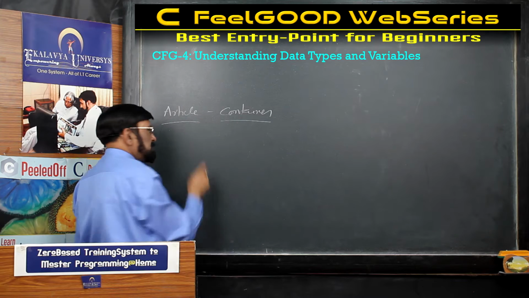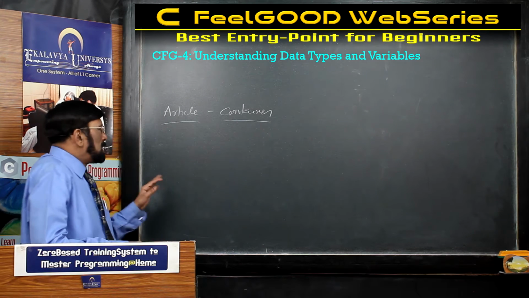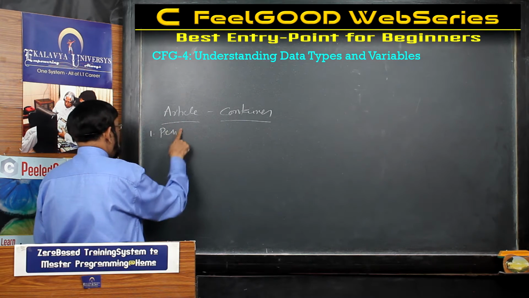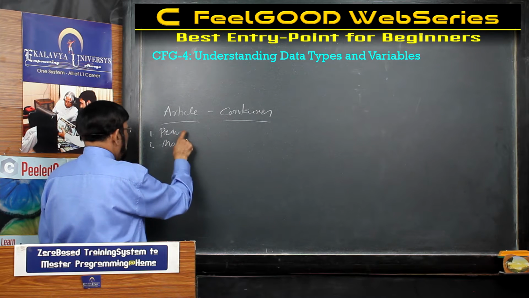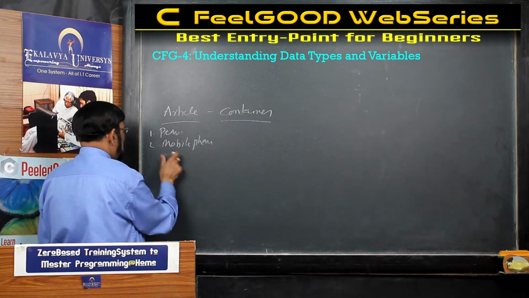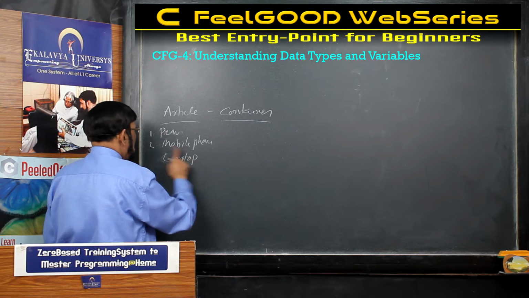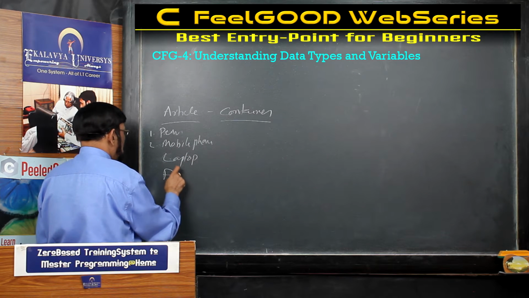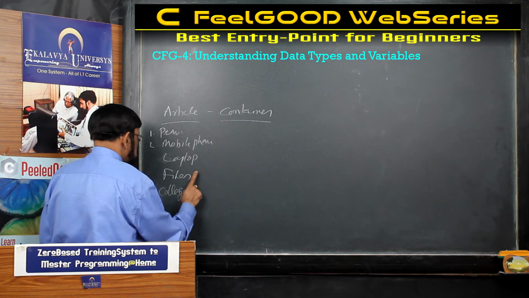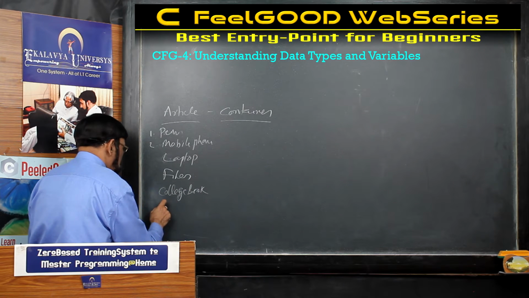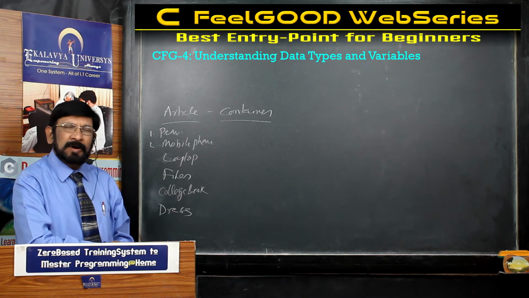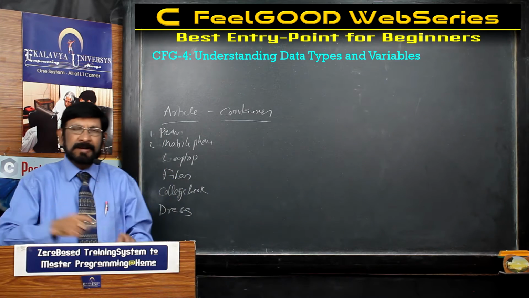Actually, in real life, several types of articles we use, for example, pen, mobile phone, laptop computer, files, college books, dress, etc. Different types of articles we use in our day-to-day life in different contexts.